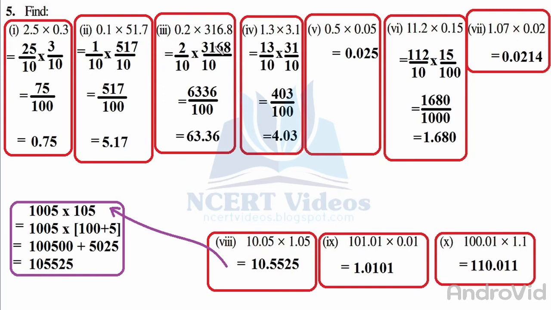3168 over 10, and multiply it. 8 to the 16, 1, 6 to the 12 plus 1 is 13, again 1, 2 ones are 2 plus 1 is 3, then 3 to the 6, over 10 tens are 100. Writing this number first of all, then counting 2 zeros, therefore 1 and 2, 63.36.